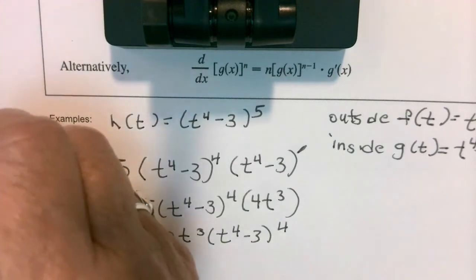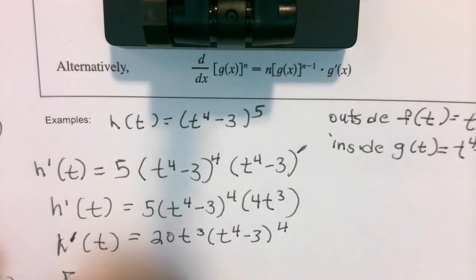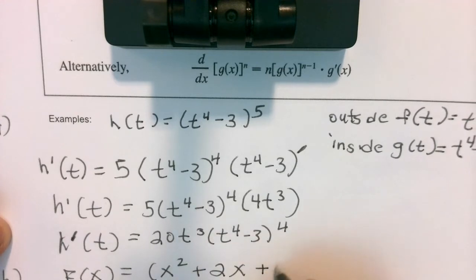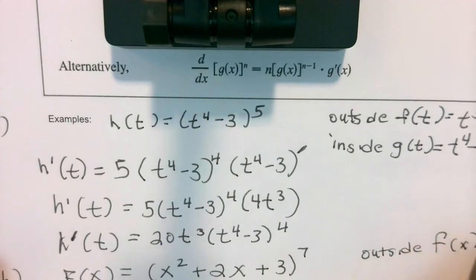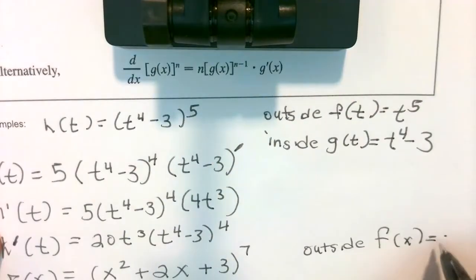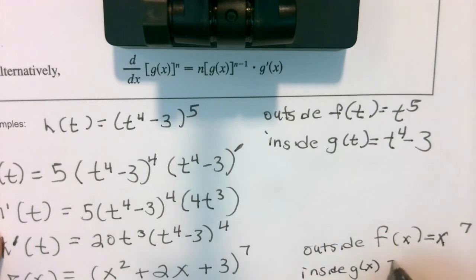Now let's look at another one. Let's call this one A. Let's call this one B. And we've got big F of x equals x squared plus 2x plus 3 to the 7th power. And I bet you can figure out what the outside is. It's x to the 7th. And the inside is the x squared plus 2x plus 3.